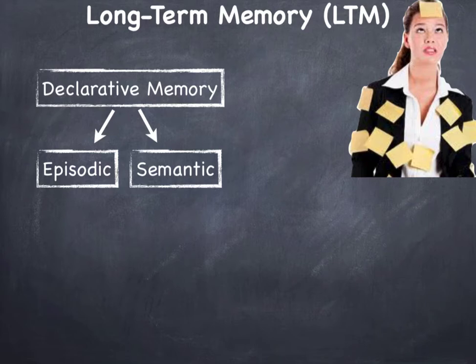Now, declarative memory can also be described as what's called explicit memory. And this is where we store facts, information, and personal life events. That's why we can express it through language.